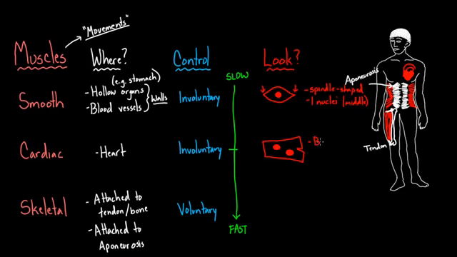So the two features, I'm going to just write out here: branched and one or two nuclei. So not always two, but they can have two. And they're also located kind of in the middle of the cell. And I'll show you what I mean by middle when I draw the skeletal muscle.